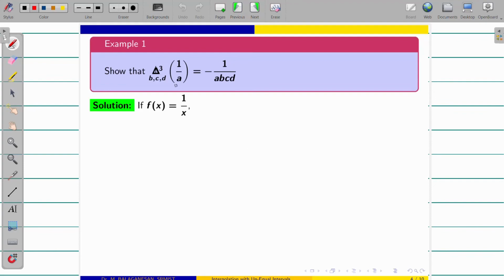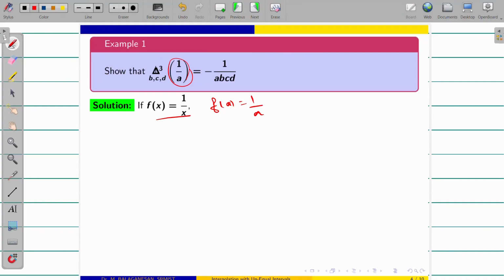That's it. So for that, we are having 1 by a here. For that, we have to take f of x as 1 by x. Then f of a will be 1 by a. We are just assuming the function f of x according to the given one. If they are giving a, you have to write f of x accordingly, like 1 divided by a.